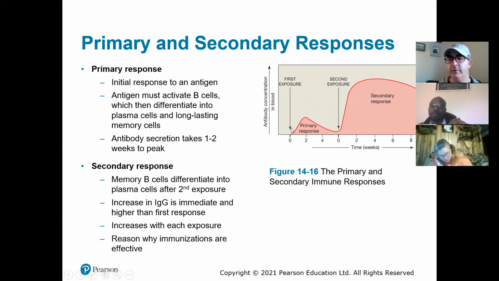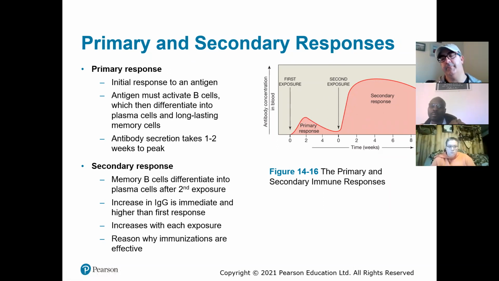What they're doing when you get that shot is triggering this primary response. In that shot, it's usually a modified form of the virus, or whatever's infecting you. And so it's triggering your own primary response so that you have an army ready to go, so that if you are ever exposed to it, right?